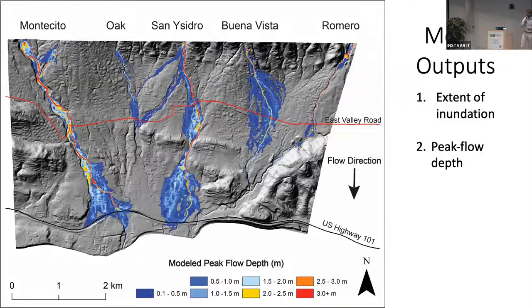So once the model is given the inputs and goes through this iterative progressive routing algorithm, we get a model output that looks like this. Not only does ProDF provide information regarding the extent of inundation, but it also gives us information regarding peak flow depths, which could be particularly important for identifying which downstream areas are the most susceptible to severe impacts from post-wildfire debris flows. It's important to note here that ProDF does not provide information regarding where sediment will be deposited, but rather identifies which areas will experience some amount of flow throughout the event.